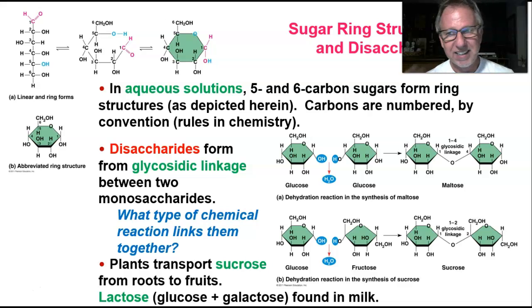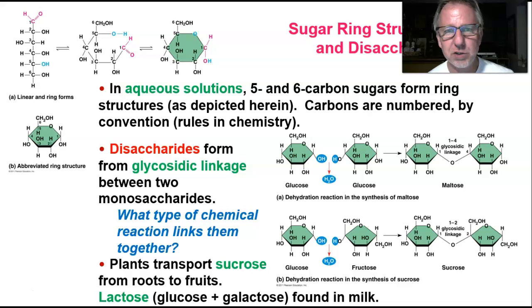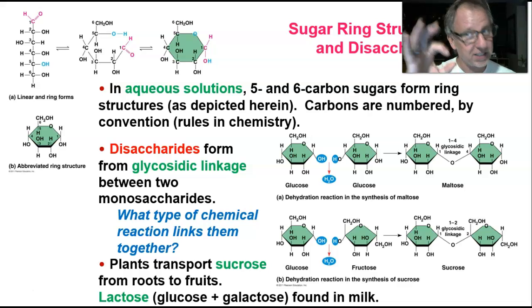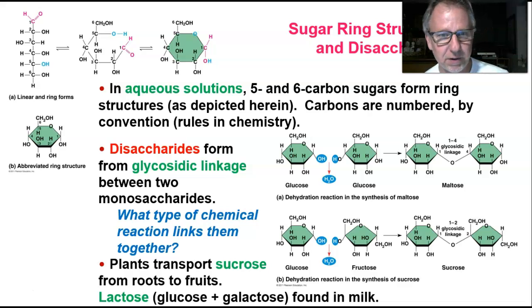So all the sugars that exist in cells, which are watery environments, exist as rings. And when you see pictures of sugars in a biology textbook, they're almost always drawn as rings because that's how they exist in the watery environments, the aqueous environments of cells. So the other major component of this slide is to show you how monosaccharides bond together to make disaccharides. And if they kept bonding together more and more, you'd make a polysaccharide.